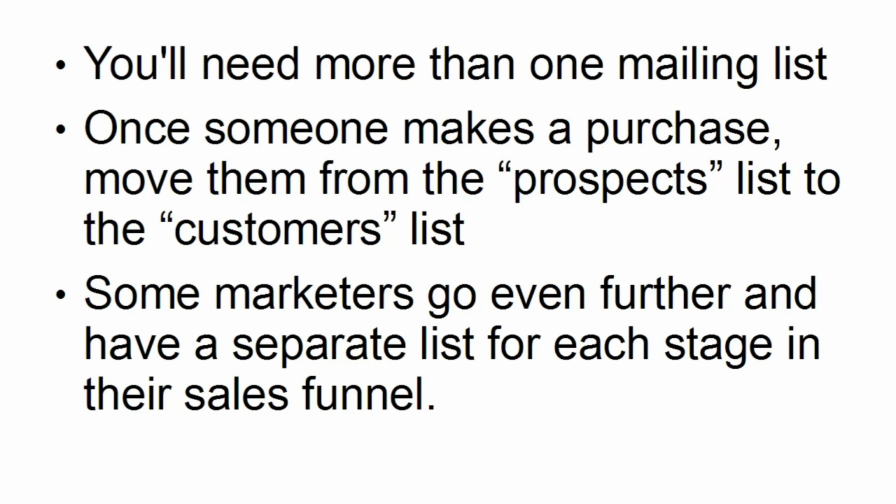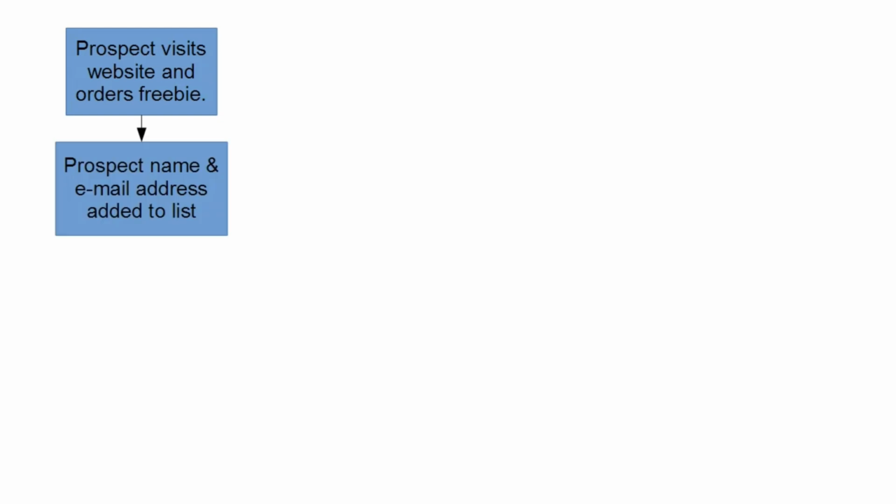Okay, now let's just take a look at how the whole process works, and I put together a diagram that explains it. And it works a bit like this. First thing that happens is a prospect visits your website and orders a freebie. So they go to your squeeze page, as it's called, and they get the information and they enter their name and their email address in, and that gets added to the mailing list.